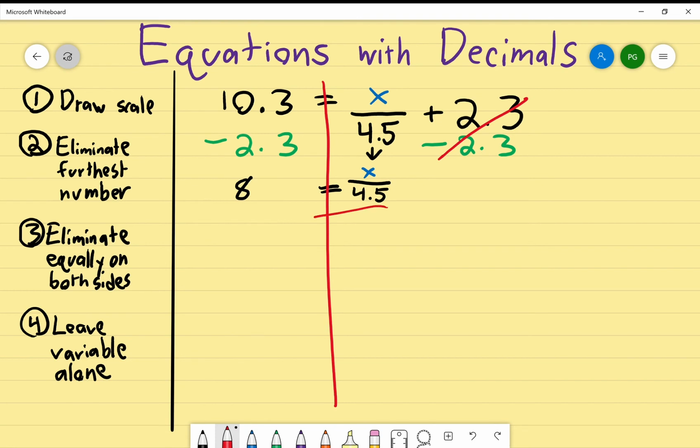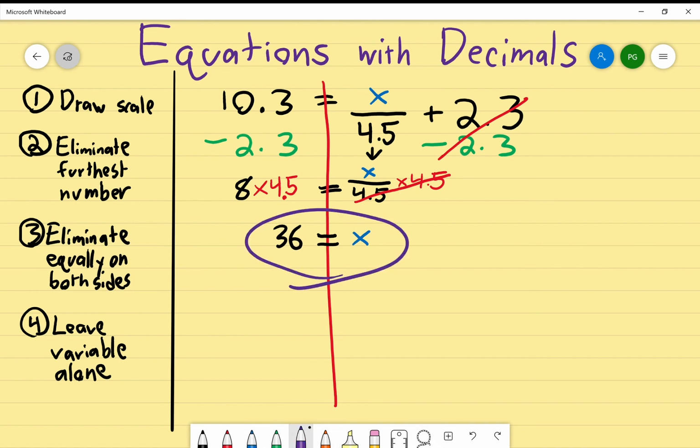Now I'm nearly done, but my variable is not alone. The x is still not alone. It's currently being divided by 4.5, right? Well, what's the opposite of dividing by 4.5? Multiplying by 4.5. And if I do it on the right, I have to do it on the left. Multiplying by 4.5. Oh, I'm sorry. The decimal point got kind of swallowed up there. All right, so let's do it. 8 times 4.5 is going to give you 36. Bring down the equal sign, and then these two are opposites. They'll cancel out. I can just write my x. That's my answer. X equals 36, or 36 equals x.